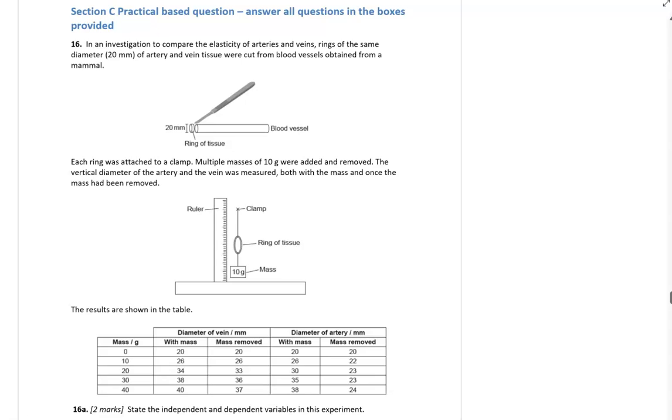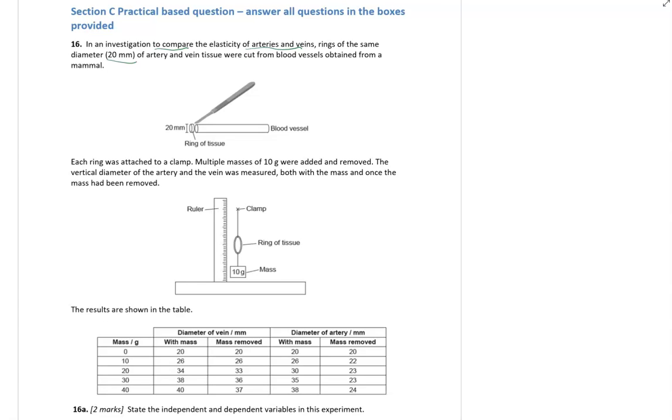Okay, so this is looking at section C, the practical-based question. And just like with the data response question, it's really important to read the whole thing really carefully. So in an investigation to compare the elasticity of arteries and veins, rings of the same diameter of artery and vein tissue were cut from blood vessels obtained from a mammal. So they're taking an artery, they're taking a vein, both 20 millimeters, and cutting rings from it.